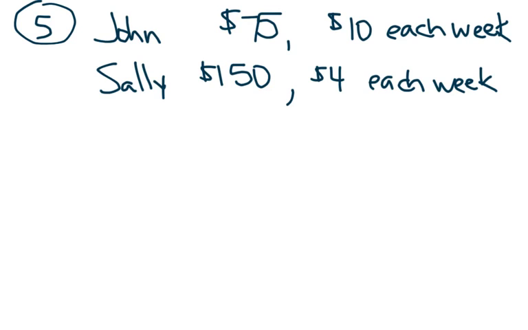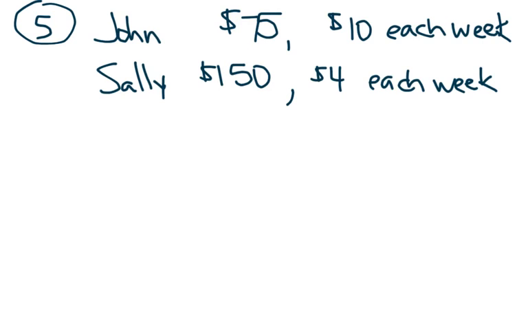Sometimes the setting up of the equations is just as important as being able to solve it. And this is probably the hard part for everybody, is how do you write these equations? So John has $75 and earns $10 each week. Sally has $150 and earns $4 each week. Write a system of equations to show how long it will be until they have the same amount of money. It doesn't say solve it, it just says write the system.